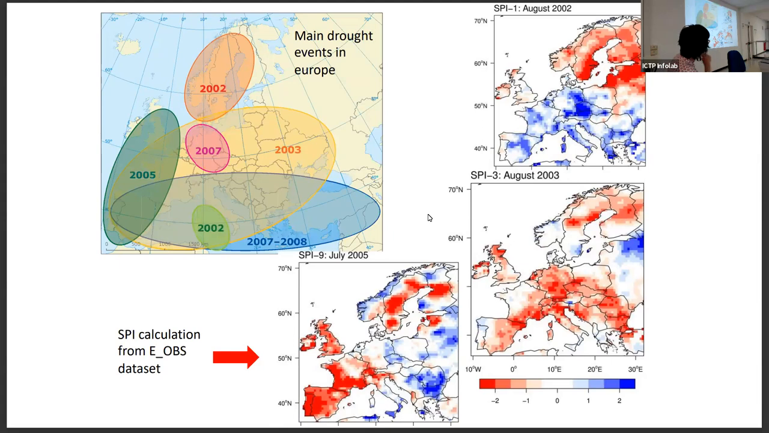This is another example related to the standard precipitation index, just to show you how it is able to represent the drought event. In this map, we have the localization of past drought events in Europe, and here the calculation of SPI for different years using the E-OBS dataset, so observations. And we can see that for each year, SPI well represents the distribution of the drought events that have been effectively recorded in the past.